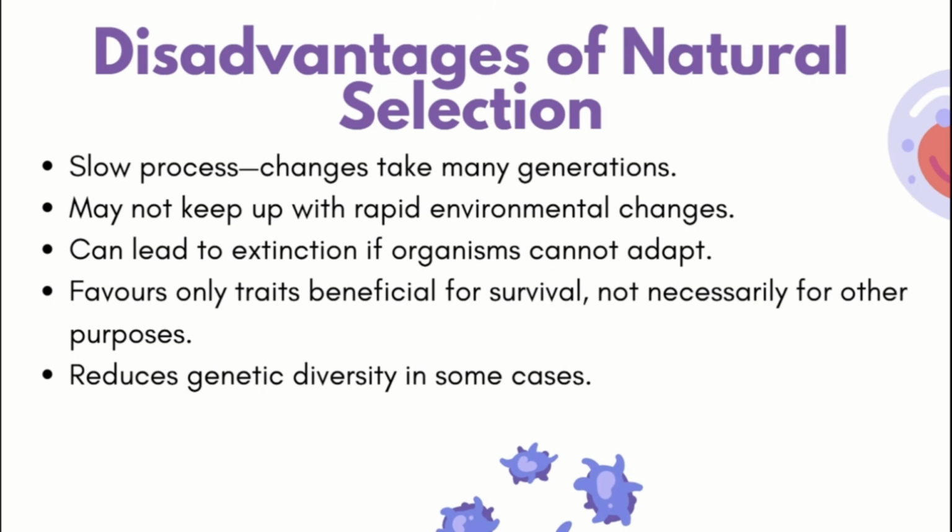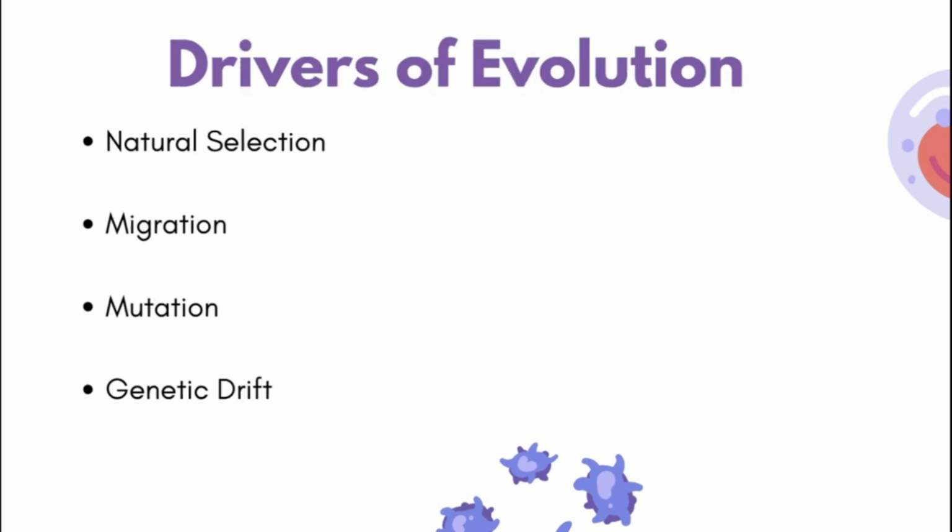Or even if we go back to the long legs, short legs, if natural selection selected against short legs, and everybody now has tall legs, long legs, then that's less diversity. The population is going to basically look the same. Alright, so we talked about natural selection already.